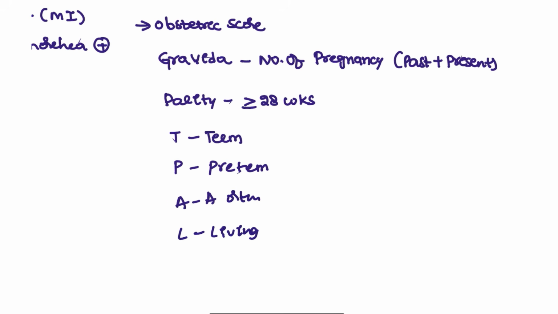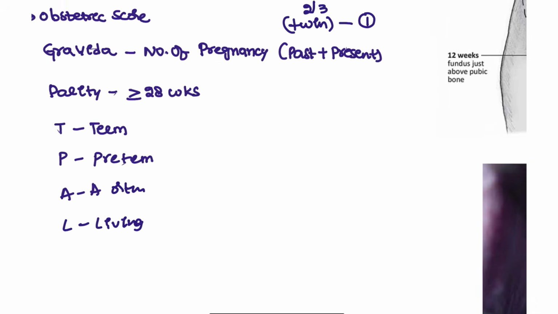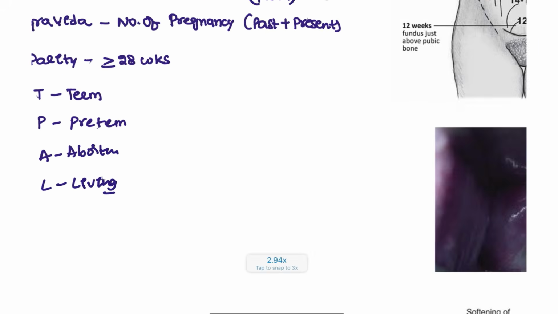And gravida is the number of pregnancies. For example, say the mother has a twin or triplet pregnancy. This is considered as one pregnancy only. But in the living count, you can consider twins as 1 and 2. In gravida, it is only considered as 1. Right? We are done with that.